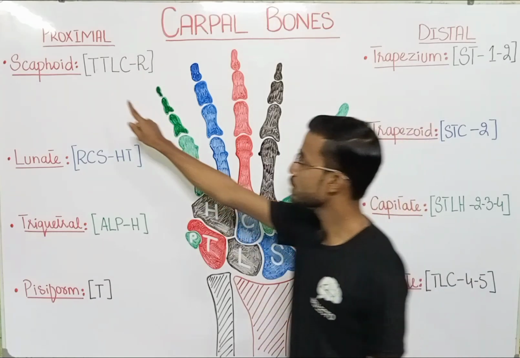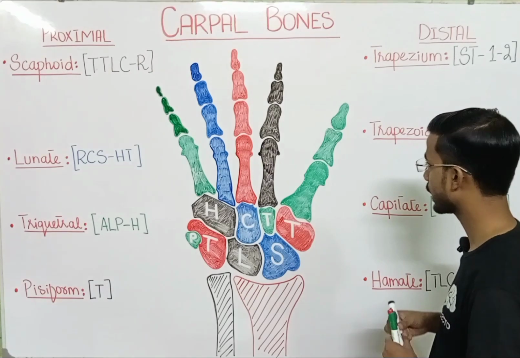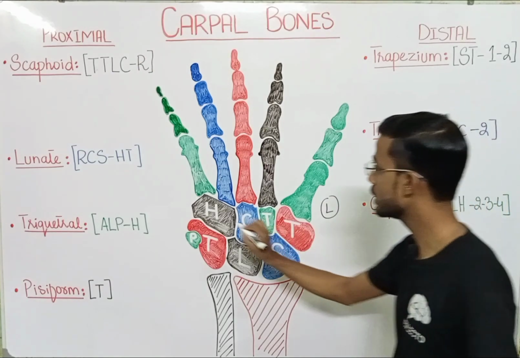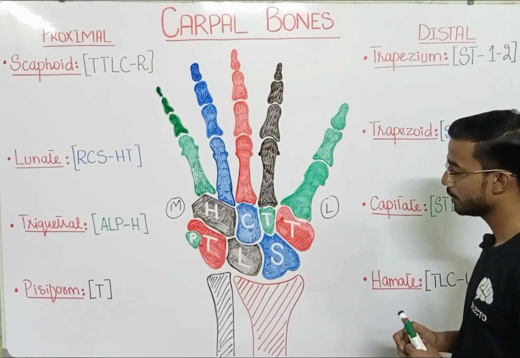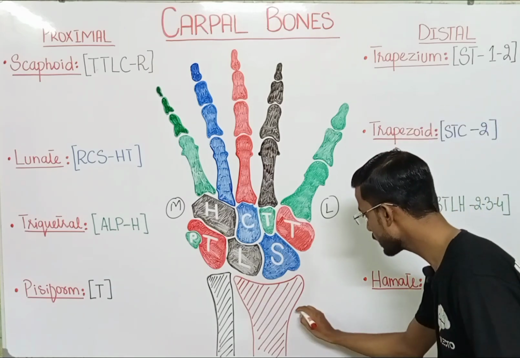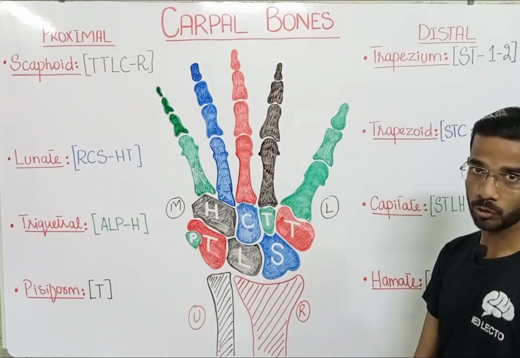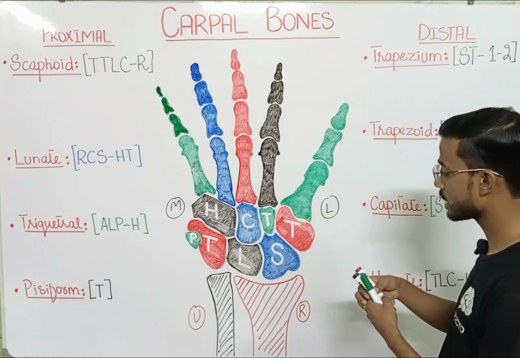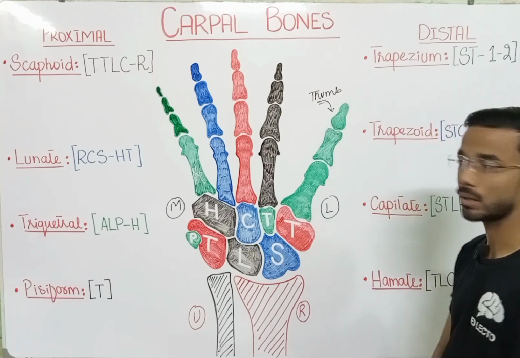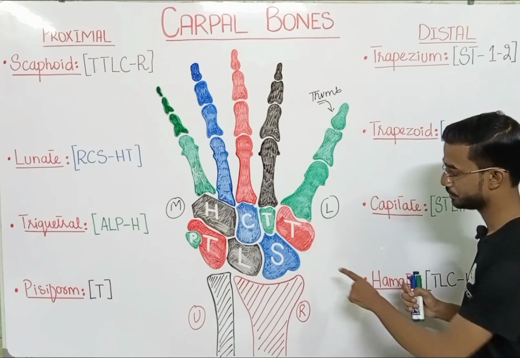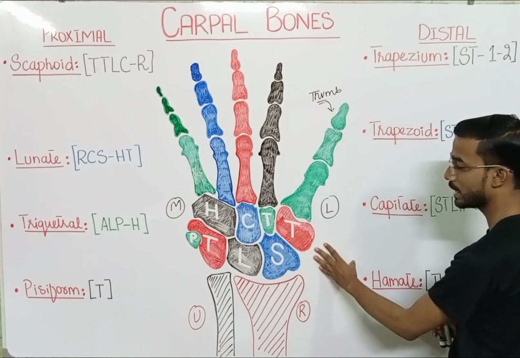So first of all, let's discuss the scaphoid. Scaphoid means boat shape. As we know, this is the lateral aspect and this is the medial aspect of the hand. Here is the radius bone and here is the ulna. That is another important point. This is actually the thumb side. As you know, in the first row, the first bone is the scaphoid bone, which is present at the lateral side.